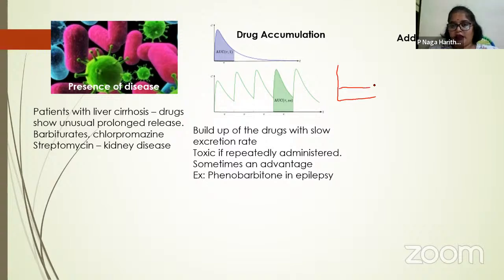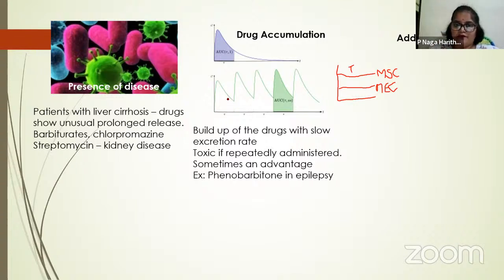There will be two levels here: minimum effective concentration and maximum safe concentration. This is called MEC, the minimum effective concentration. That means only after this particular concentration can the drug show the therapeutic response. And the final one here is the maximum safe concentration. Till this one only, the drug is going to show the therapeutic action. Above this, it is going to show toxic effects. So between MEC and MSC is called the therapeutic range or therapeutic response.